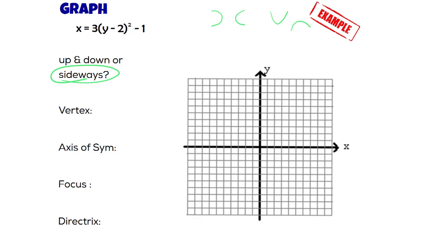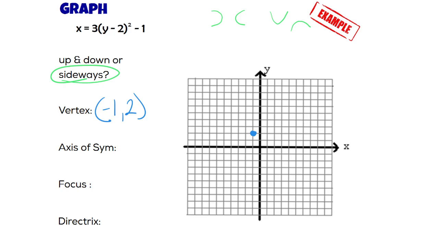So the vertex on this one: left and right is going to be out here now. So I'm going to have to go left 1. And then this is going to be my up and down, so I'm going to do the opposite. I'm going to go up 2. So the vertex is -1, 2. It's really easy to forget to do all the swapping of everything on these sideways parabolas, so pay attention to that. I'm going to go ahead and plot my vertex at -1, 2.